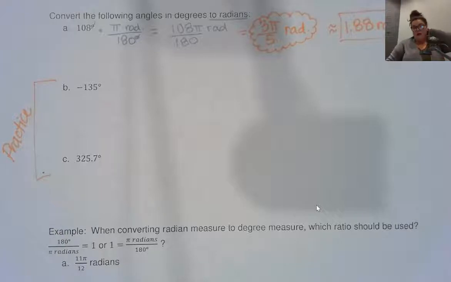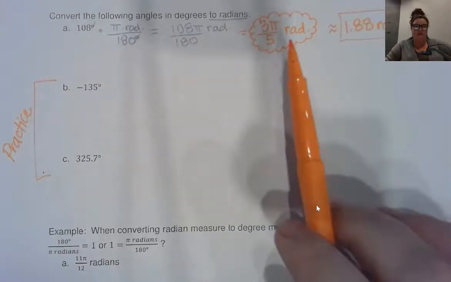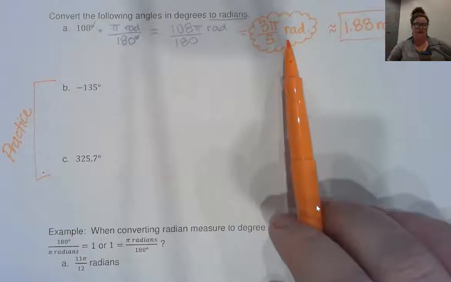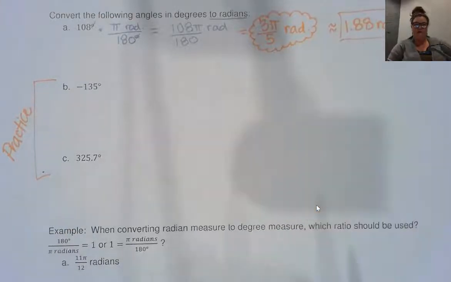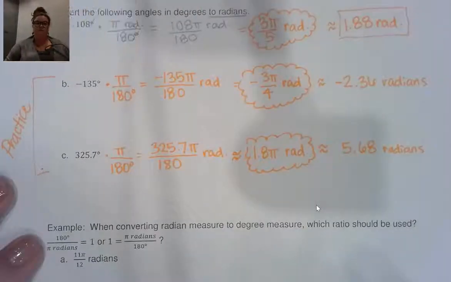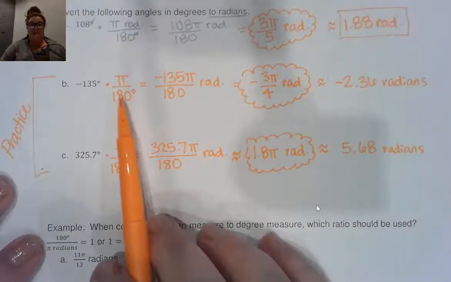So go ahead and pause the video and try to convert negative 135 degrees and 325.7 degrees to a radian measure, okay? And give me both answers. Give me your answer with pi radians, and also give me a decimal answer, okay? Whenever you're ready, go ahead and unpause it and we'll see how you did. Okay, so let's go ahead and see how you did.